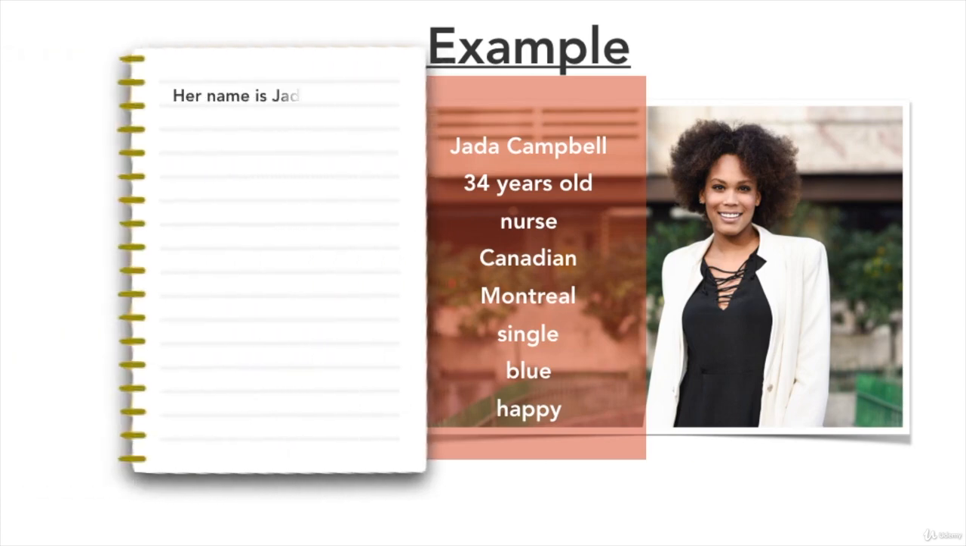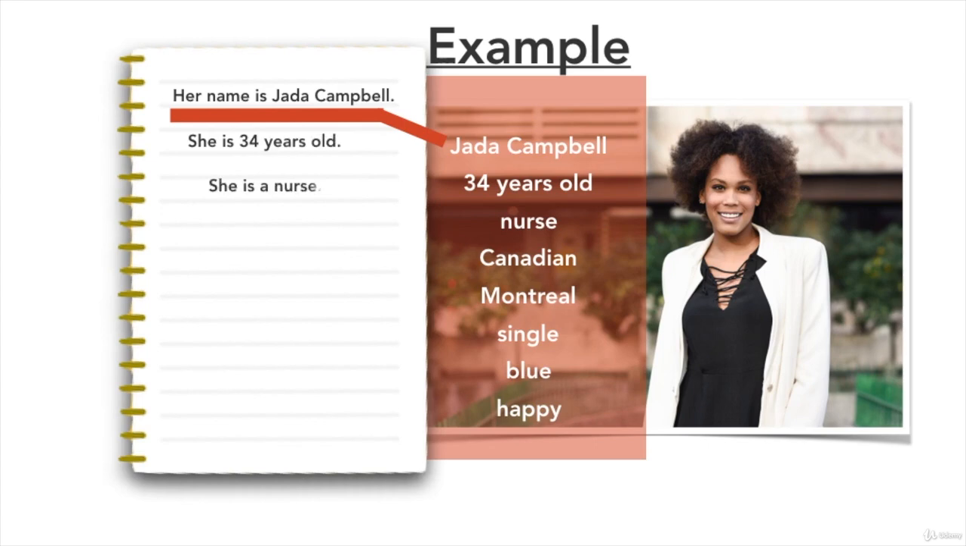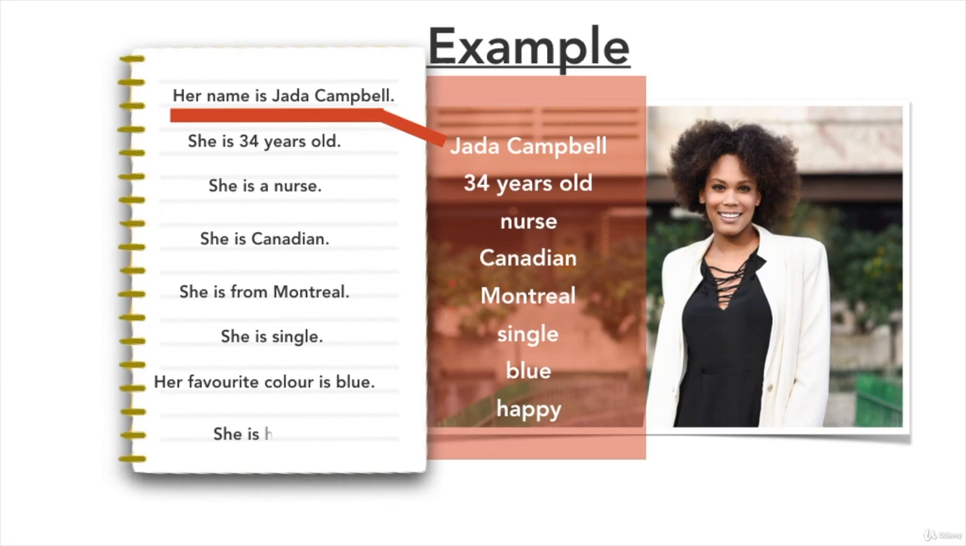Example. Her name is Jada Campbell. She is 34 years old. She is a nurse. She is Canadian. She is from Montreal. She is single. Her favorite color is blue. She is happy.